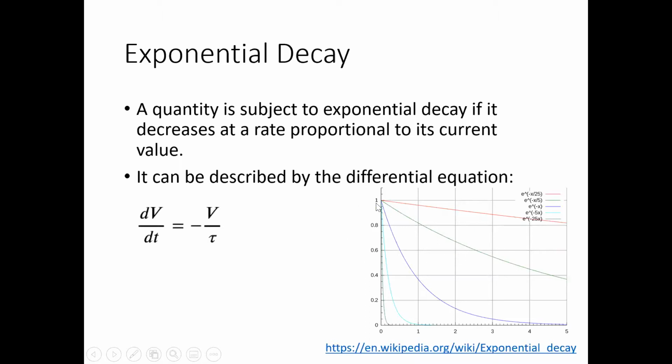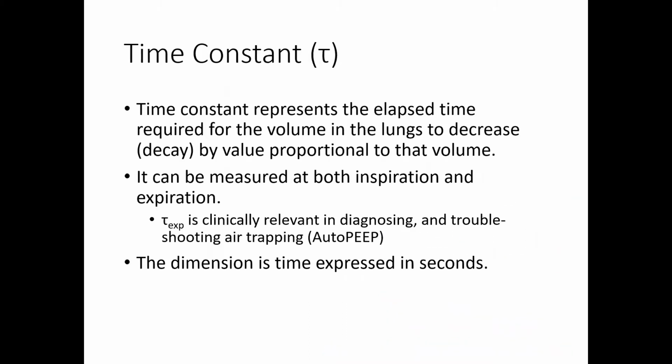This graph is taken from the article on Wikipedia, and you see different exponential decay curves. In all of these curves, the decay of that quantity is proportional to the quantity itself. However, what's different is the rate by which the quantity decays. And that's something that the constant of time, tau, plays into. The time constant tau represents the time that's needed for the volume in the lungs to decay by a value proportional to that volume.